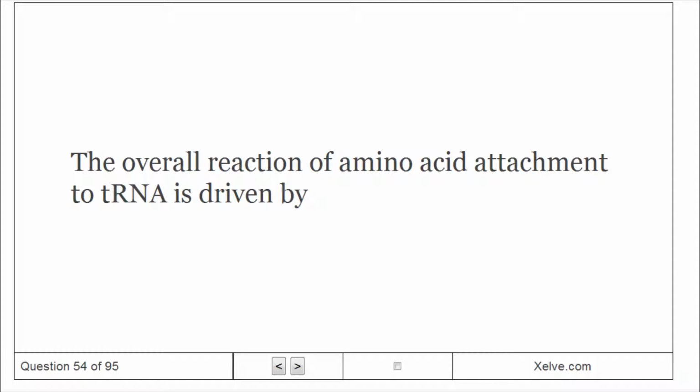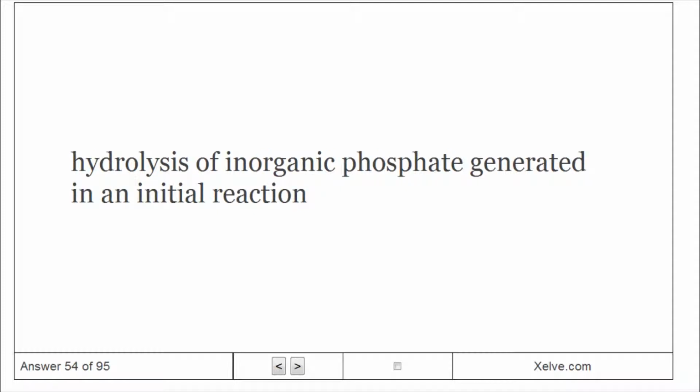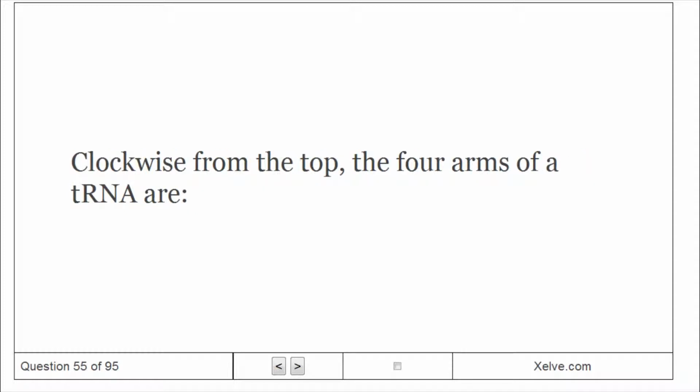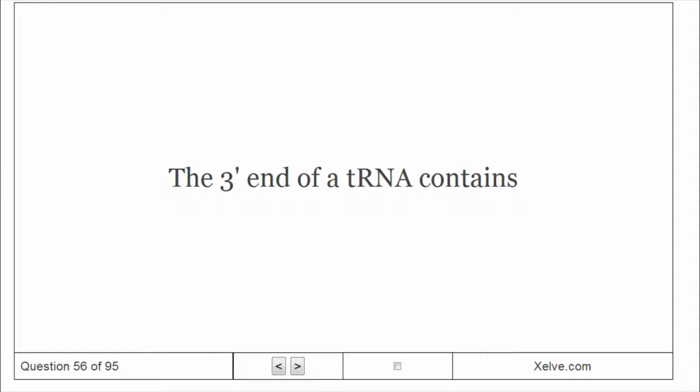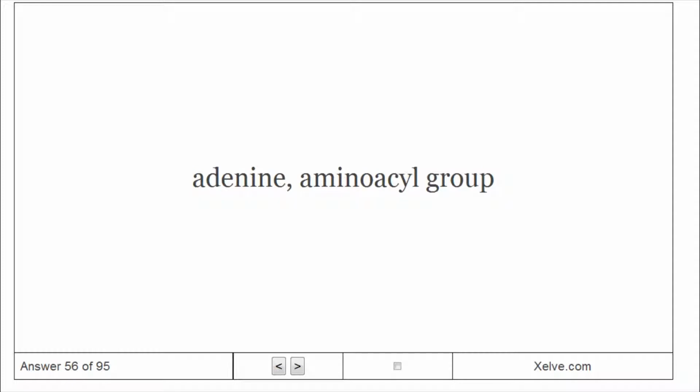The overall reaction of amino acid attachment to tRNA is driven by hydrolysis of inorganic pyrophosphate generated in an initial reaction. Clockwise from the top, the four arms of a tRNA are amino acid arm, TΨC arm, anticodon arm, D arm. The 3' end of a tRNA contains adenine, aminoacyl group.